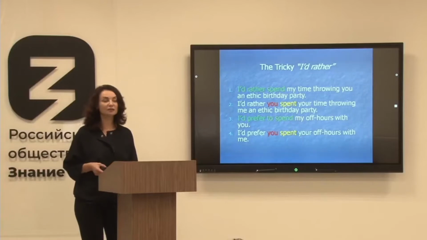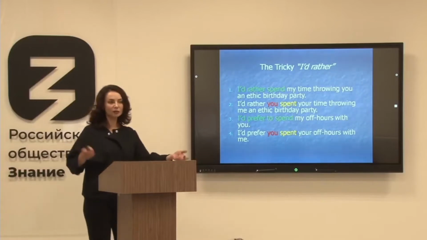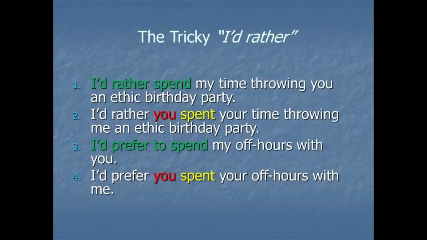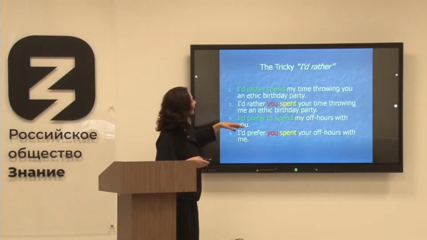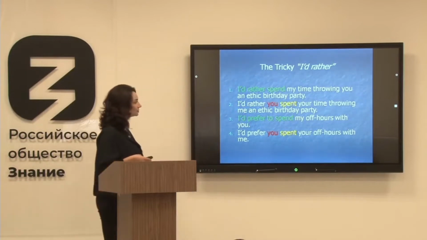Then going further. The next tricky thing is the construction "I'd rather". So "I'd rather", "I'd better", "I would prefer", it doesn't matter greatly. This construction can be used in the direct mood if immediately we have the infinitive. For example, "I'd rather spend my time throwing you a birthday party."